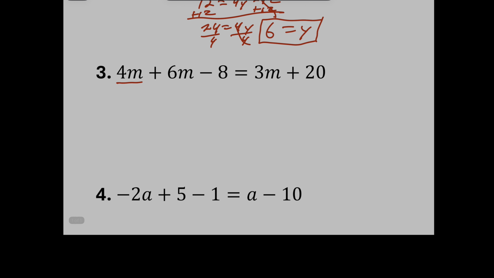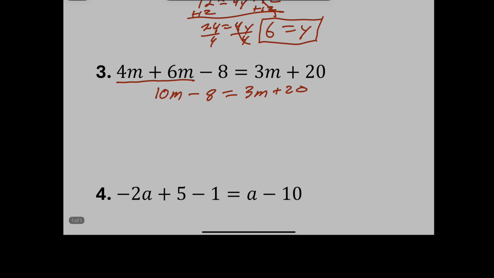Number 3, I'm looking at these m's right here. They're on the same side. Don't go minus 6m, or minus 4m. Don't do that. When they're on the same side, all you do is you put them together. You just do whatever math it tells you to. If it tells you to plus, plus. If it tells you to minus, minus. Now, we have to flip to the other side.